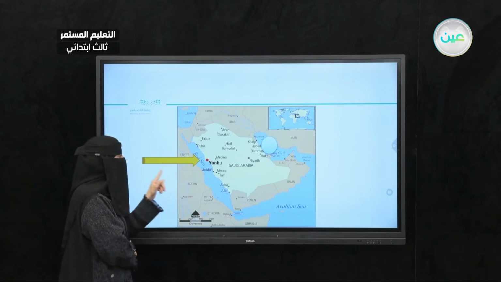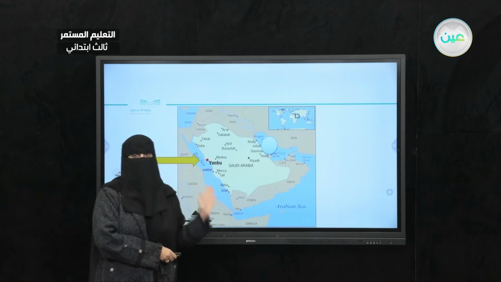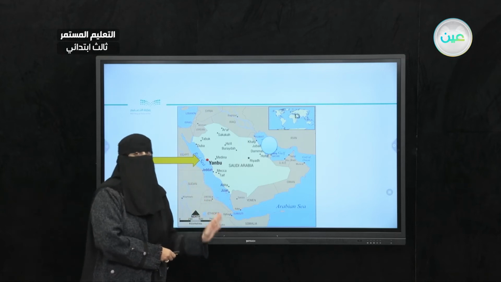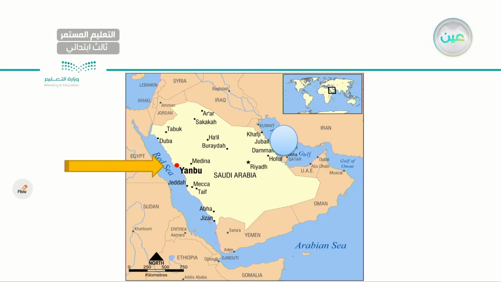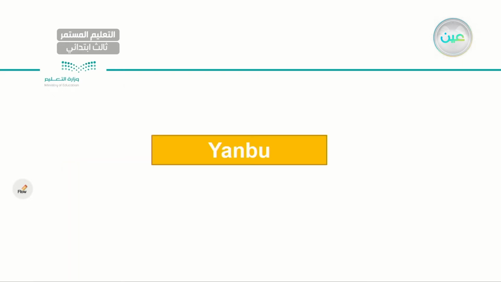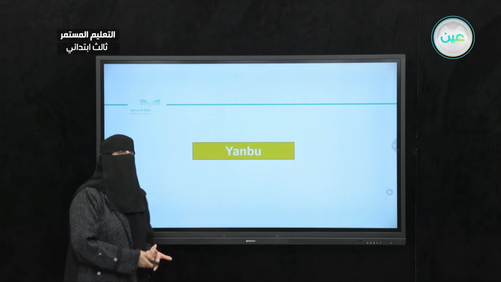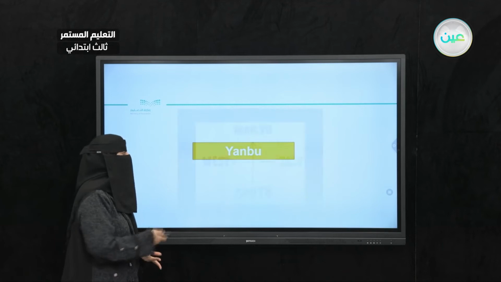As you can see, try to see the location of Yanbu first, okay? Where is it located? Why is it important? Why are we not talking, for example, about Mecca and Taif? They are all important, but Yanbu is very important, and we will read about it in the following comprehension. Why is Yanbu very important? Let's start. We will talk about the city of Yanbu, okay? About the location, why is it important?